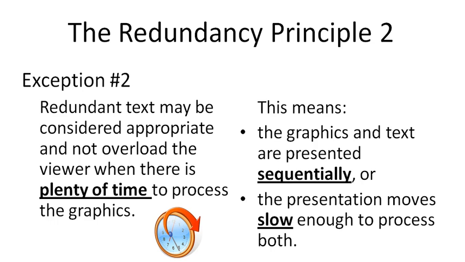Exception 2 states that redundant text may be considered appropriate and not overload the viewer when there is plenty of time to process the graphics. This means the graphics and text are presented sequentially, or the presentation moves slow enough to process both.